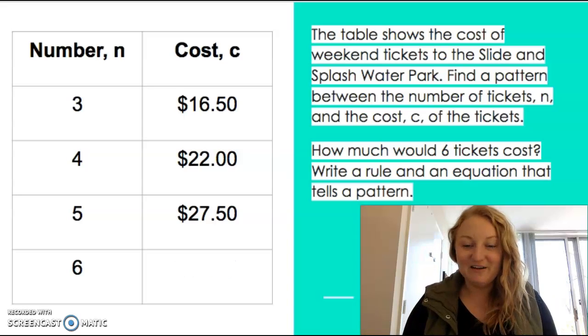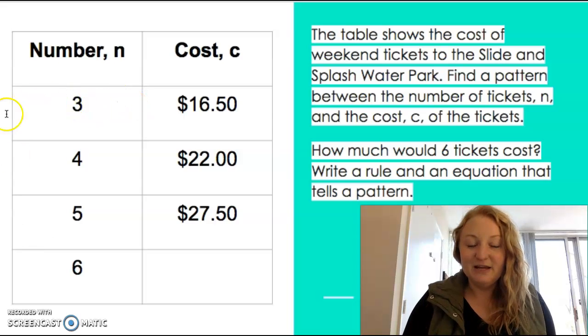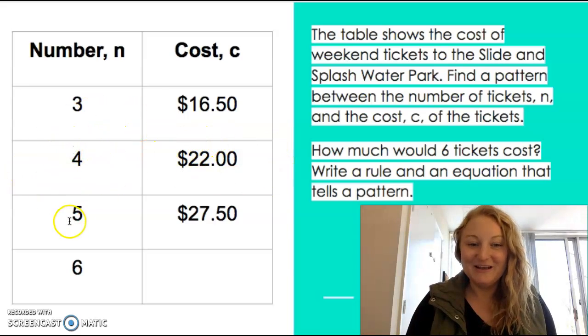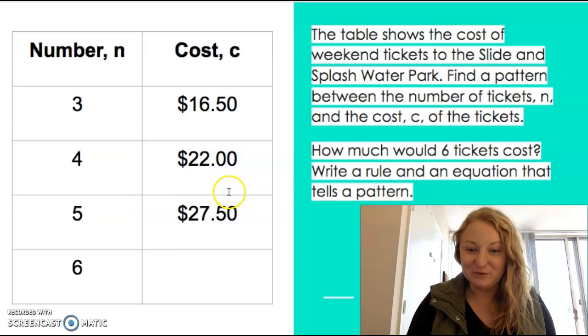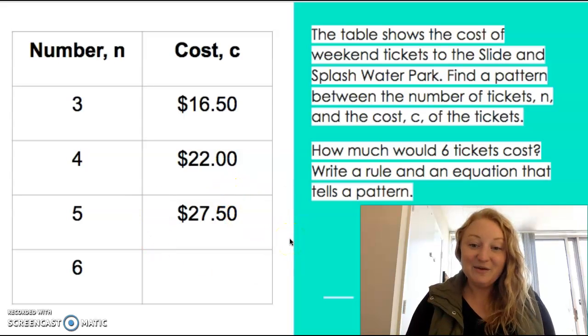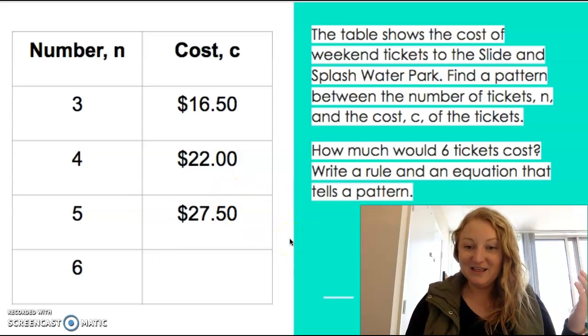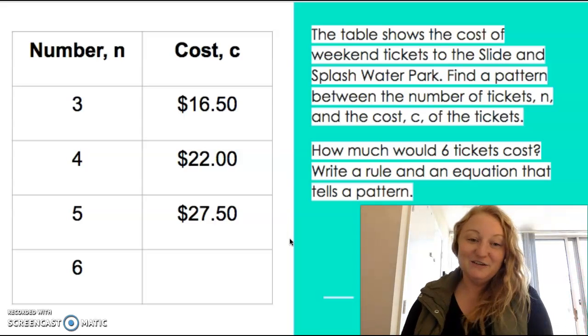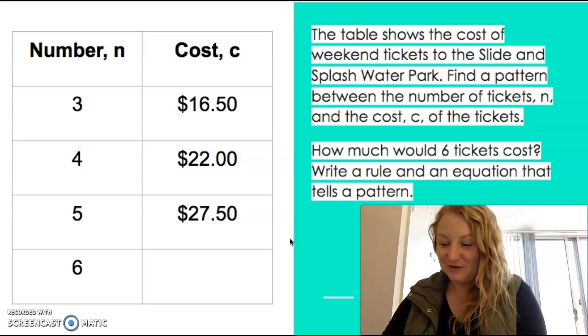Let's plug in that $5.50. 3 times 5.50 gives you $16.50. 4 times 5.50 gives you 22. 5 times 5.50 gives you 27.50. So now you can plug in the amount of 1 ticket, t, to figure out what 6 tickets would cost.